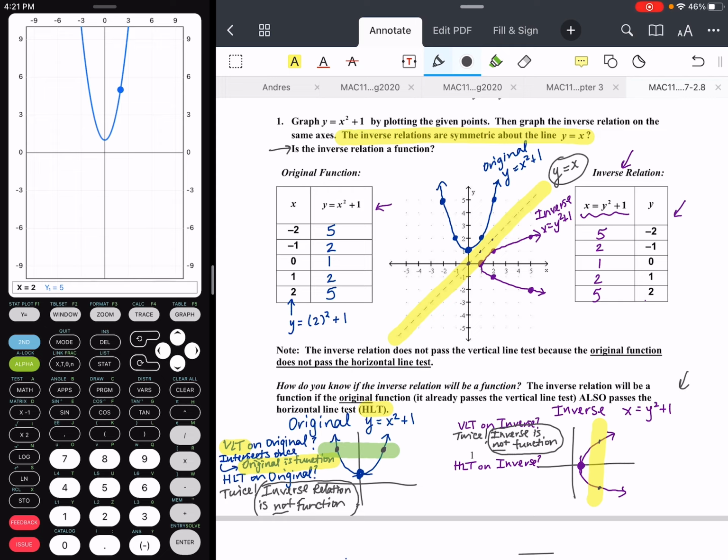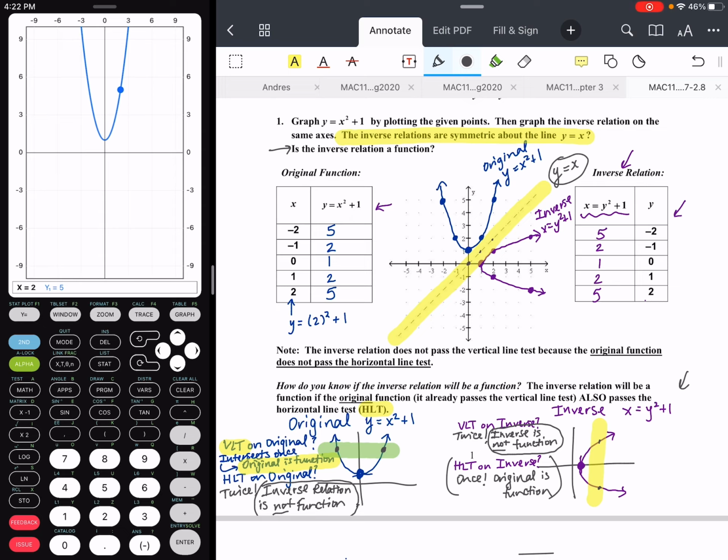Okay. And you could even apply the horizontal line test to the inverse. So the horizontal line test on the inverse over here would only hit my graph once, right? So the inverse of the inverse is the original. So in this case, that confirms that the original, which is the inverse of the inverse, is a function. Okay, but we really don't ever do this. That would be kind of weird, but we could.